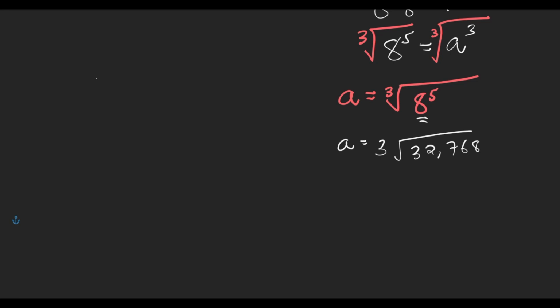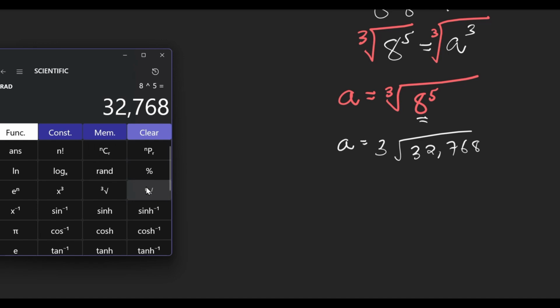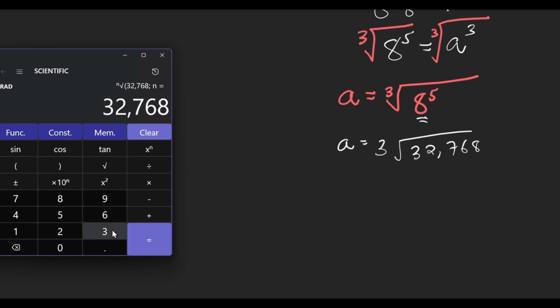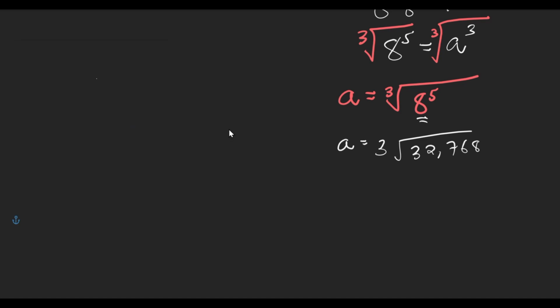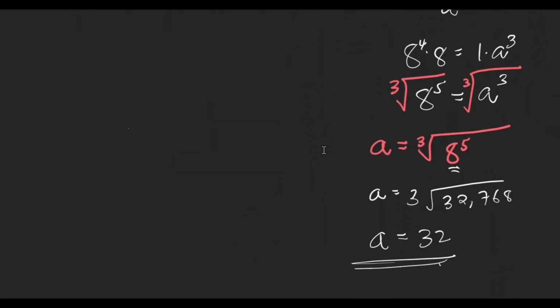You can go into your calculator and get the cube root. The cube root of this is 32. So A is equal to 32. Now, you can easily see how friendly it was to get to your A.